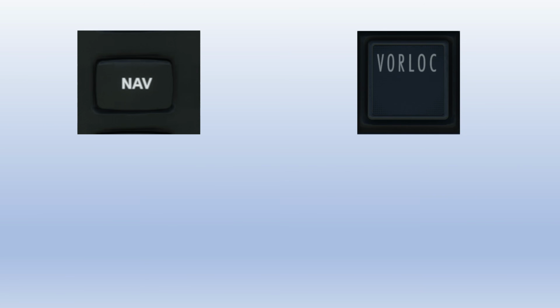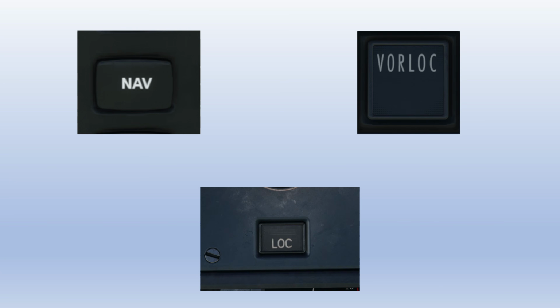To track the localizer with an autopilot, you typically just engage the same nav function you would use to track a VOR course, but some autopilots do have dedicated functions for tracking localizers.